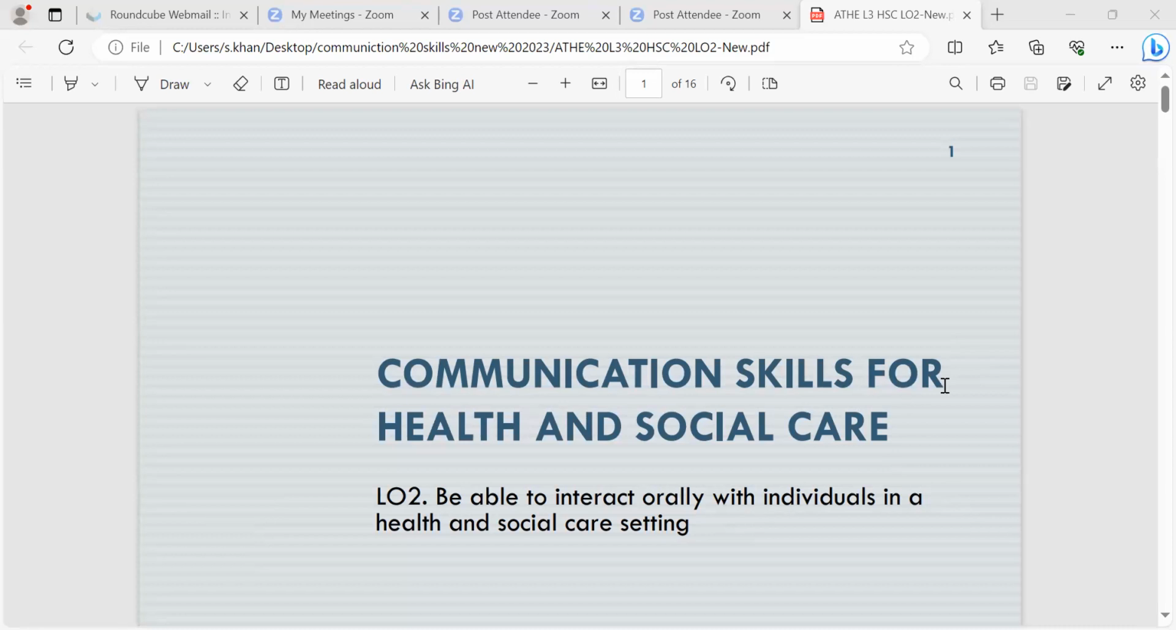Now we're going to be looking at learning outcome 2, which is to be able to interact orally with individuals in health and social care. Why do you think it's so important to interact orally with someone in health and social care? Because oral communication is the most important. Because without communication, we can't understand each other.